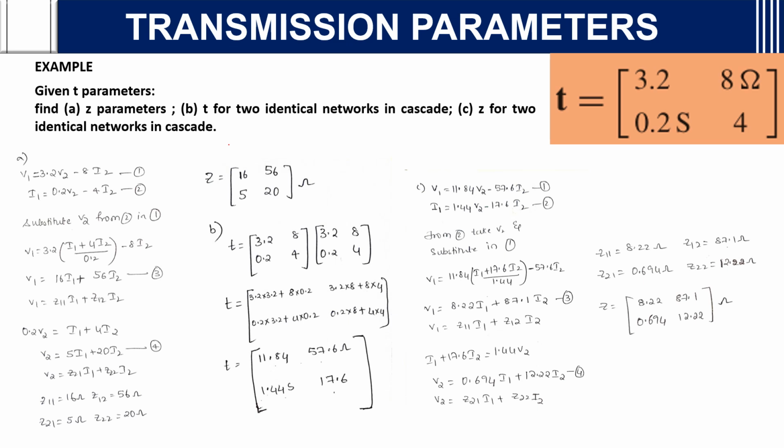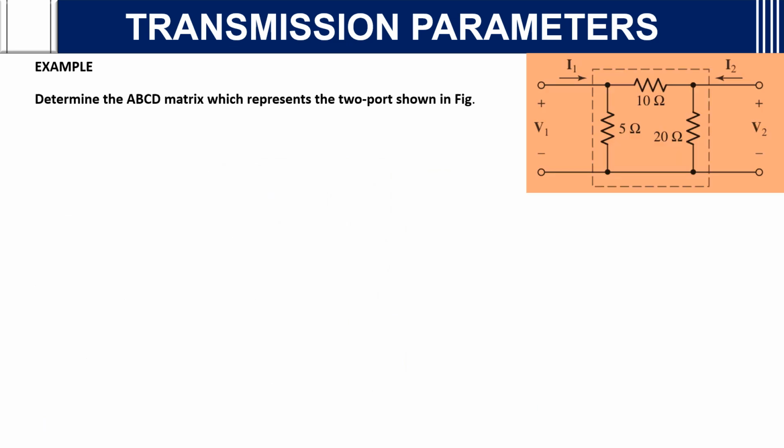Easily we can convert from one parameter to another if you know the parameter equations. You need to know which parameters have which equations. Then you can convert directly, using KVL and KCL or the equations, by just substituting to find whichever parameter values you want. And next, determine the ABCD matrix which represents the two ports shown in the figure.